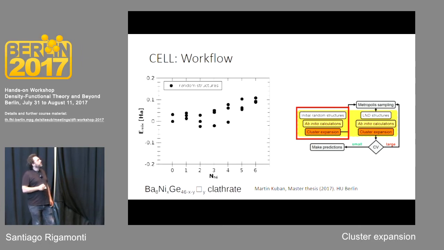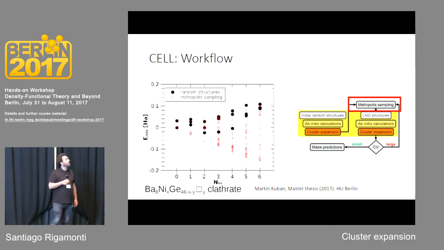So here you have the nickel content in the clathrate. This plot is for a specific number of vacancies, I don't remember exactly how many. And then here you have the energy of mixing. Then you have some random structures, you perform the ab initio calculations, and you make a cluster expansion.